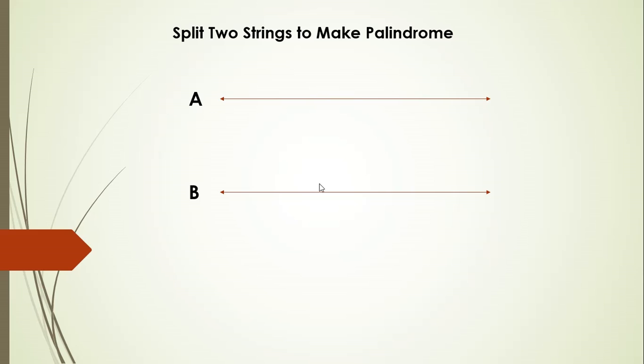When you combine a with the empty substring of b, you get a again. So if a is a palindrome, you can return true, or b can be a palindrome, and then also you can return true. So that is the base case.